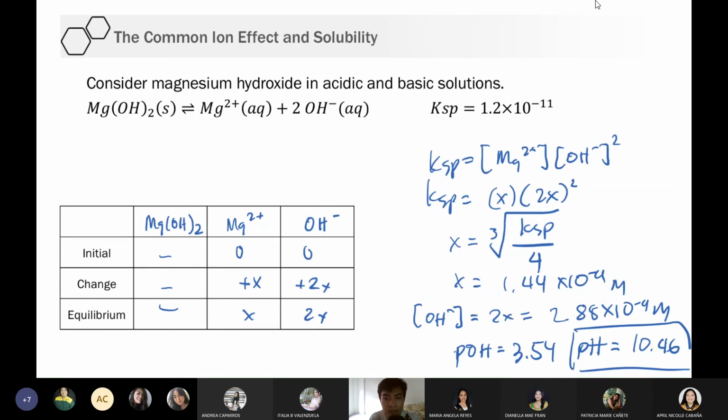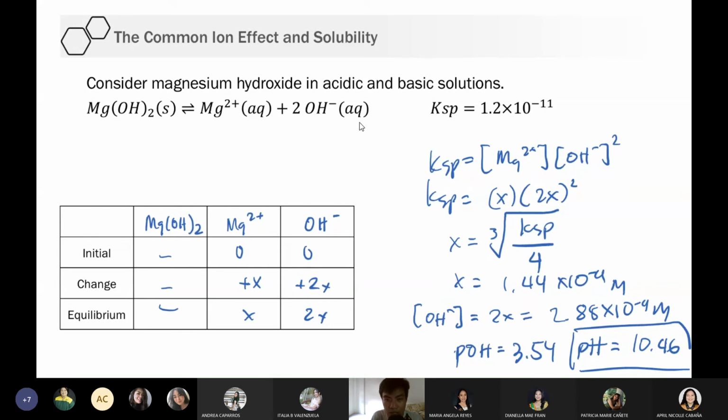Mabilisan ko na lang ginawa. Kasi I know, umay na kayo dito. Sanay na kayo dito. No? So ganun lang. Ksp, you get the x. Then to solve for the pH, you determine the OH. That's 2x, so twice the x. And from this concentration of OH, you get pOH and convert it to pH. No? So that is the pH of this solution.